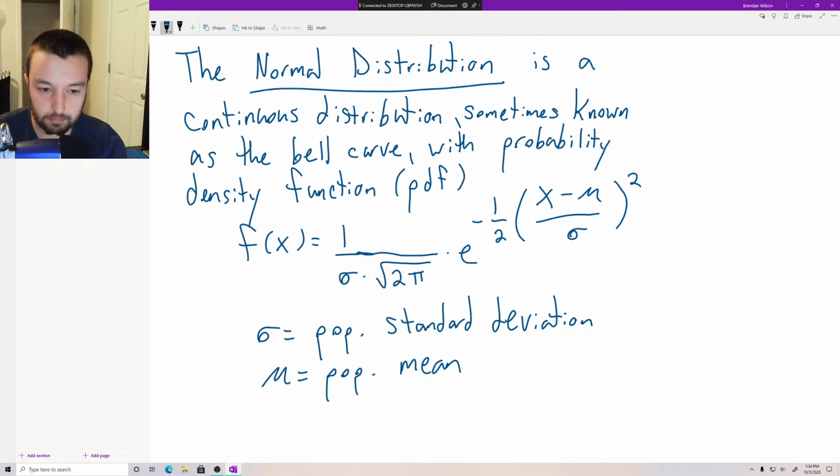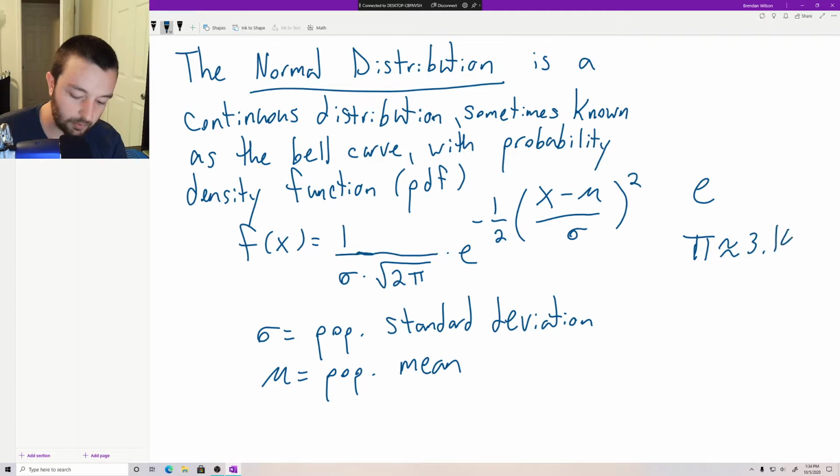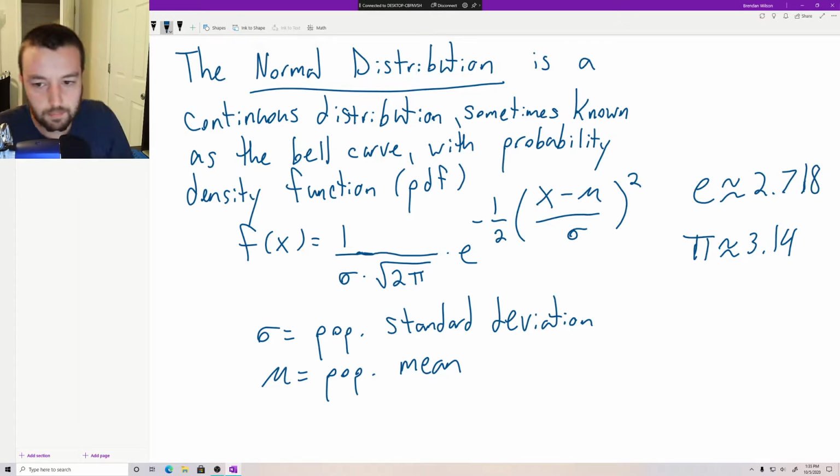E is a number you might have seen, you might not have, but e is just a number like pi. So pi is an infinite decimal, which we approximate as 3.14, right? E is similar, except it's 2.7, I think it's 2.718. So e is the same idea as pi. It's an irrational number. It just comes up a lot, so we give it its own special name.